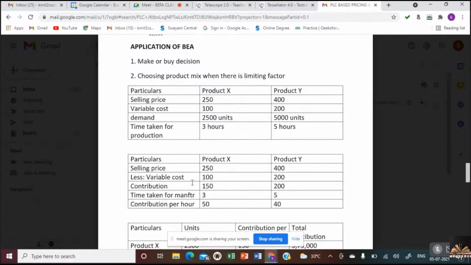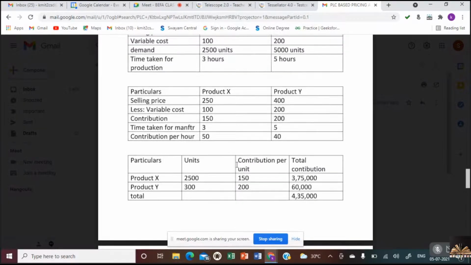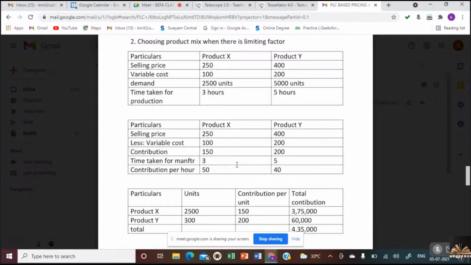Is it clear, Nana? But what is the demand for product X? We can sell only 2,500 units. So 2,500 into 3 is 7,500 hours. We go for 7,500 hours on product X. Remaining hours are left over, isn't it? 9,000 minus 7,500, remaining 1,500.